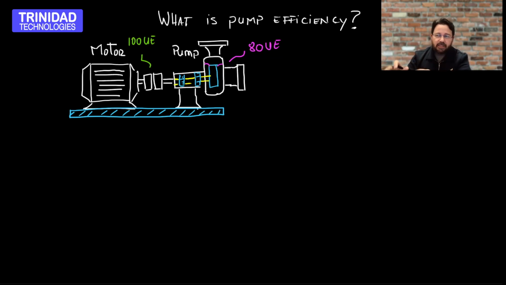When we have a case like this, we say the efficiency of this pump, which I'm going to call ETA pump, is going to be 80 divided by this 100. And then of course, you multiply it by 100 to turn it into a percentage, which means that this pump, in our case, is going to have 80% efficiency. And we're talking just about this part, from the motor to the pump.